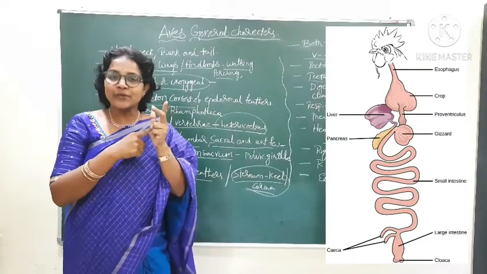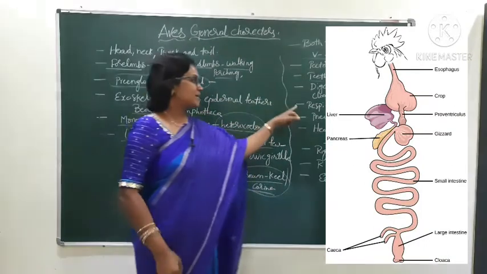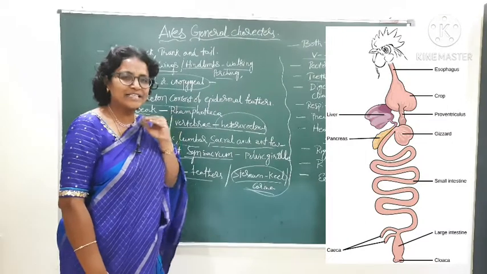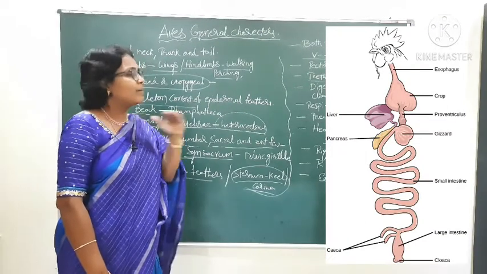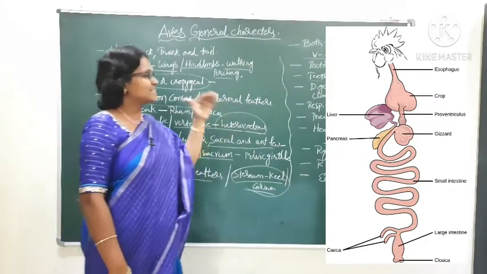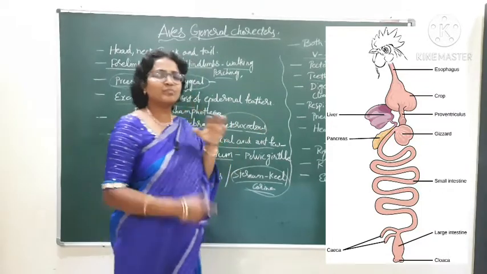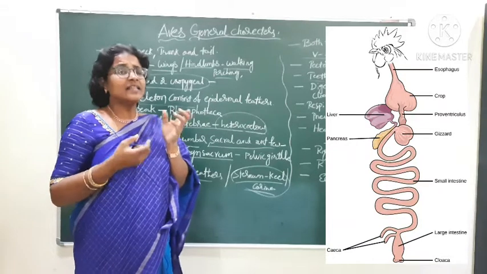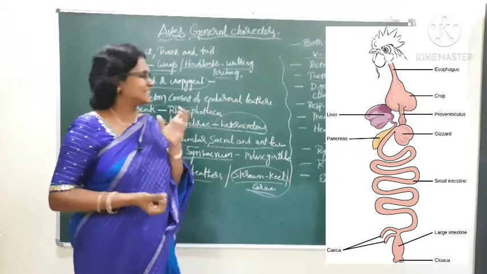Coprodeum, urodeum, proctodeum. Respiration: the lungs and air sacs are present, which are useful for the continuous oxygenation of the blood. By that it can fly easily. Pneumaticity of bones: bones which are filled with air are called pneumatic bones. Because of that, the body appears very light.